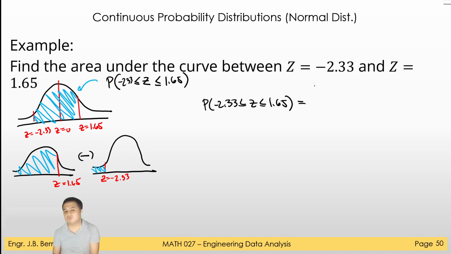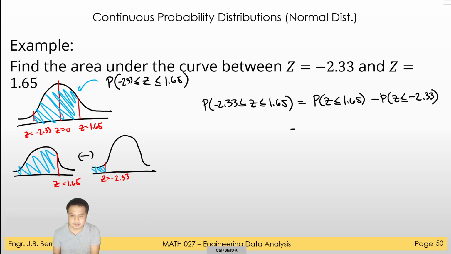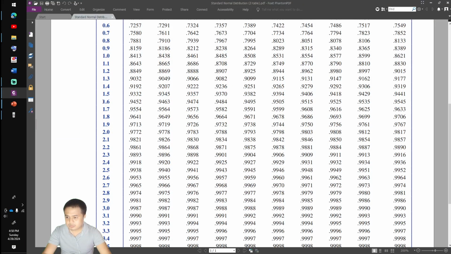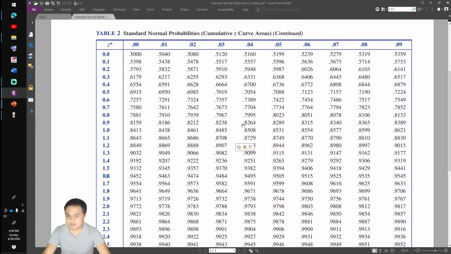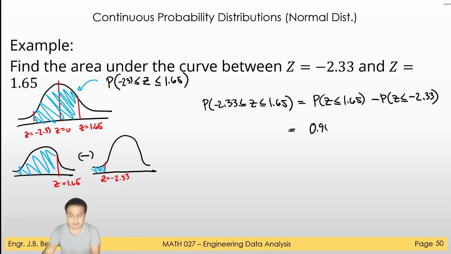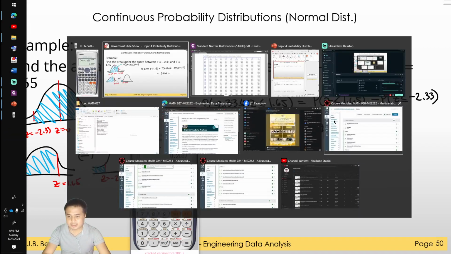So this will be equal to the probability that z is less than or equal to 1.65 minus the probability that z is less than or equal to negative 2.33. Okay, so let's try that out again. So we have 1.65. We only have 1.6 here, so we have to check the column which has the 5. So 1.6 plus 0.05, we got 1.65. So therefore, we have 0.9505. And then the other one, we have negative 2.33.